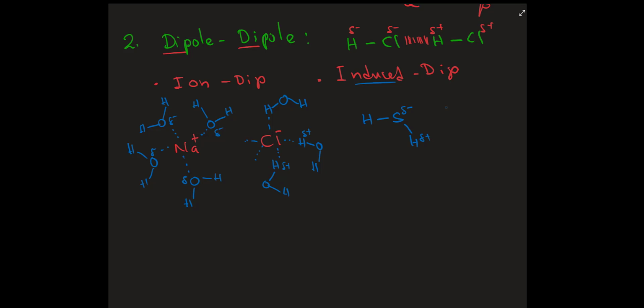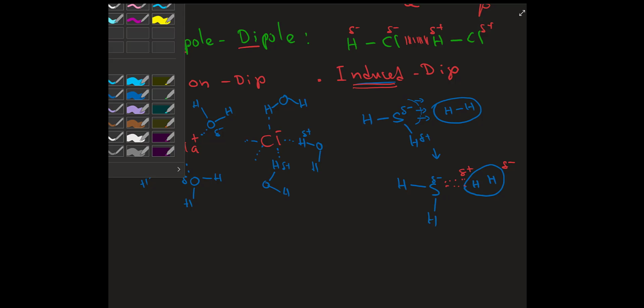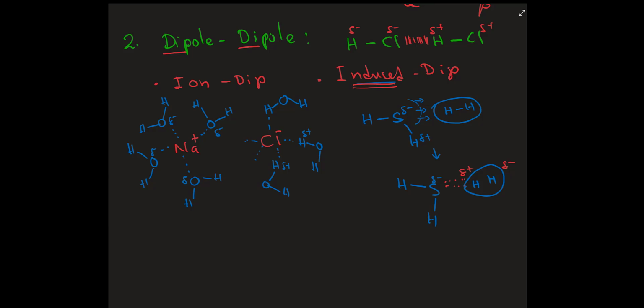Now let's look at induced dipoles. Look at this one: H2S nearby, let's say, a hydrogen molecule. Hydrogen is nonpolar, while H2S is permanently polar. Now what happens? Because of the delta plus of the sulfur atom, it's going to push the electron cloud of the hydrogen molecule, creating and inducing a delta plus and a delta minus. So those are called the induced dipoles, right?